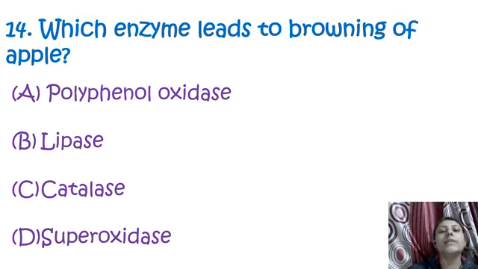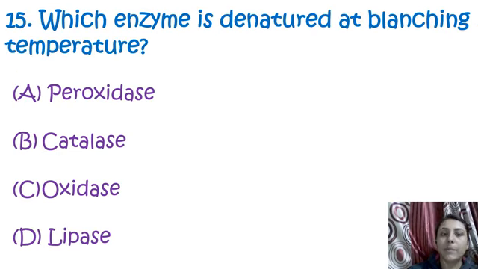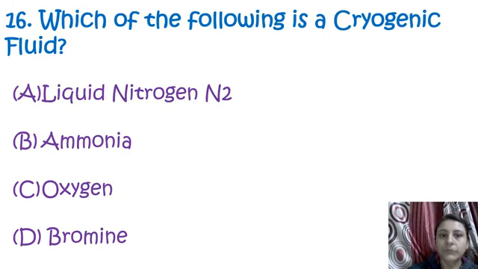Next question is, which enzyme leads to browning of apple? Browning of apple is generally seen because of enzymatic browning. So the answer is polyphenol oxidase. When polyphenol oxidase and phenolates come into contact with oxygen, the apple turns brown, which is known as enzymatic browning. Next question is, which enzyme is denatured at blanching temperature? And that is peroxidase enzyme. Which of the following is a cryogenic fluid? Oxygen is known as the cryogenic fluid.